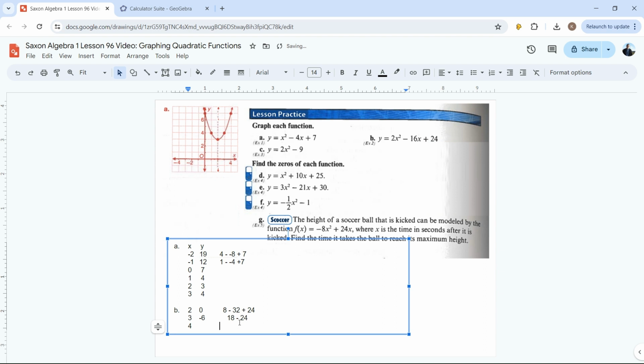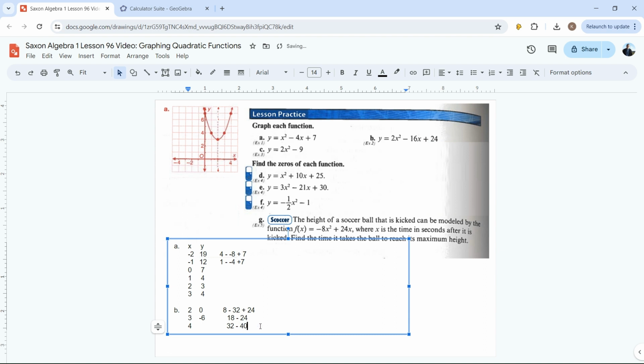So when I plug in 4, I get 2 times 16. 4 squared is 16. 2 times 16 is 32. Minus 16 times 4 is 64 plus 24. Here again, it's easiest for me to combine minus 64 plus 24 first. So minus 64 plus 24 is minus 40, right? So I'm just going to replace this end part with minus 40.